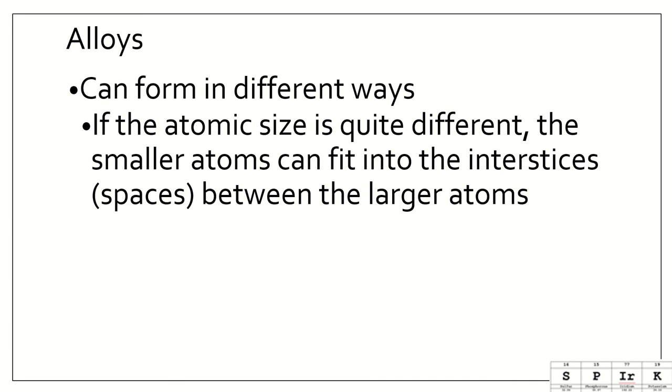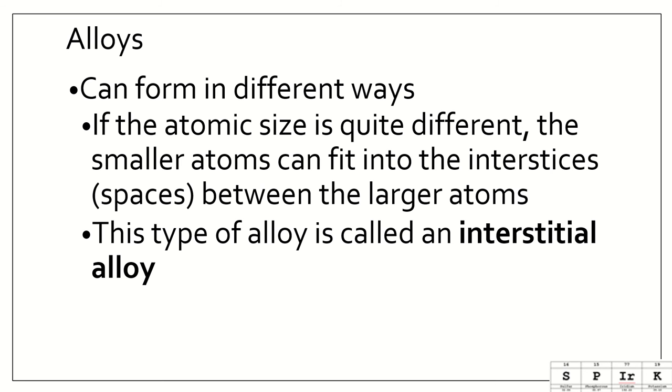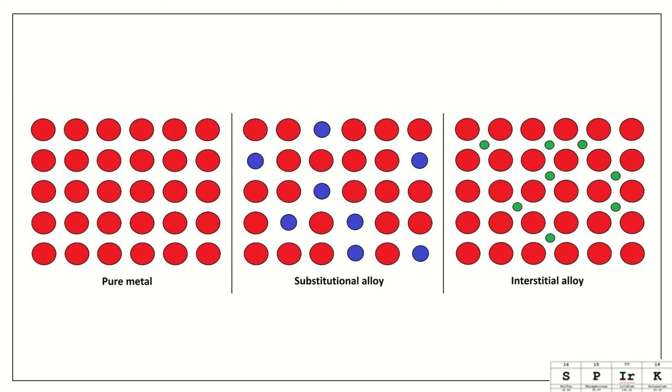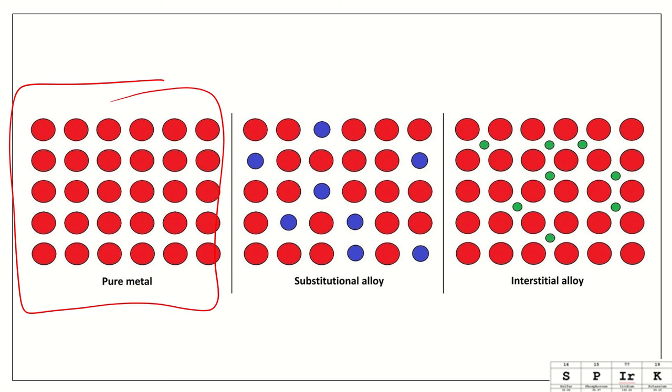However, if the atomic size is quite different, the smaller atoms can fit into the interstices, or the spaces between the larger atoms. This type of alloy is called an interstitial alloy. So right here, look, we have a pure metal. All the atoms are the same. Here we have a substitutional alloy. So you see that this second metal has replaced some of the original metal atoms to give us a nice mixture, or an alloy. And then over here on the right, all of the original metal atoms are there, and these smaller metal atoms are so small that they just fit in between all the spaces.